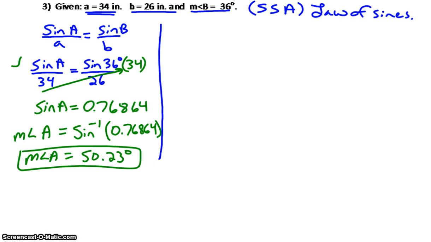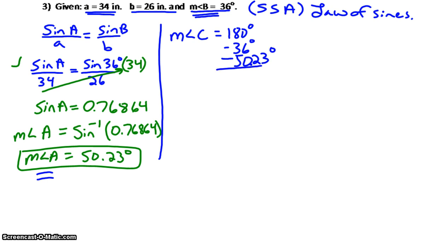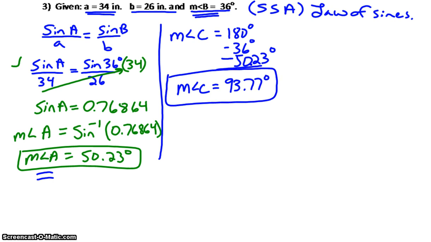Now, I'm going to find out the other values that are missing. In this case, I now have my second angle, and whenever we have 2 angles, we'll just get the third angle, the measure of angle C, by simply taking 180 and once again subtracting the 36 degrees and subtracting the 50.23 degrees. And as we work that out, we find out that the measure of angle C is a rather large angle. It's 93.77 degrees.